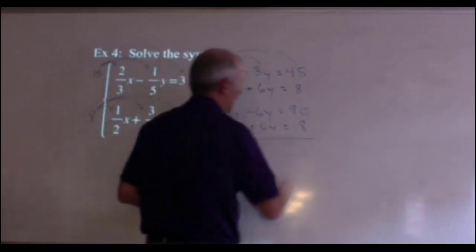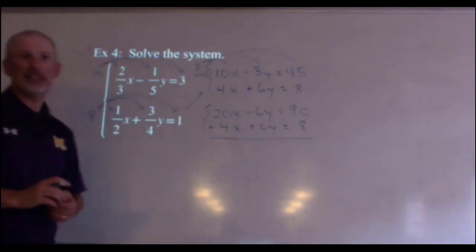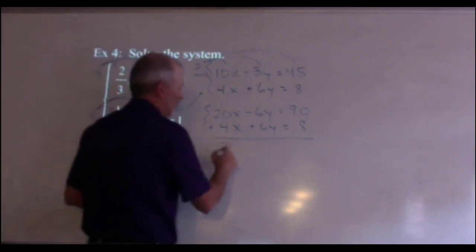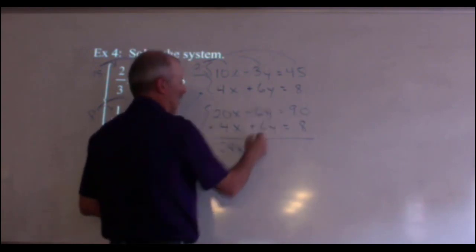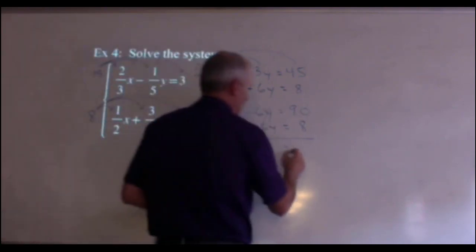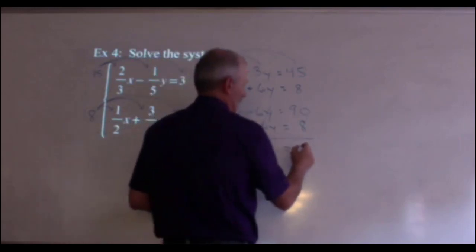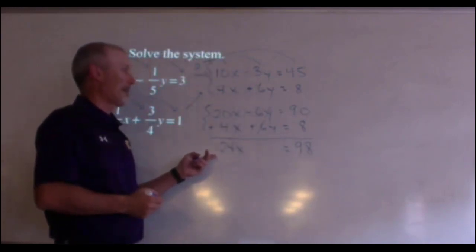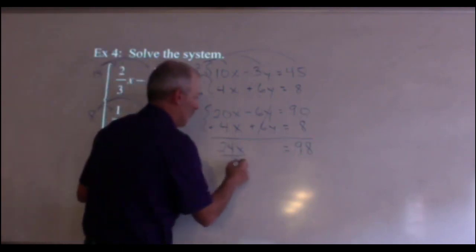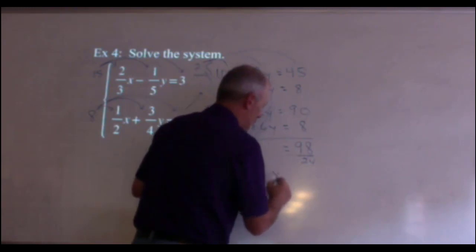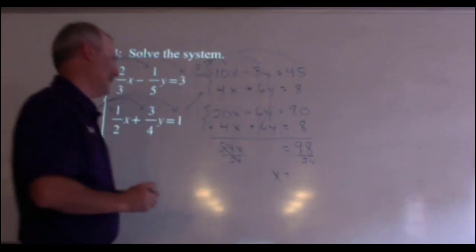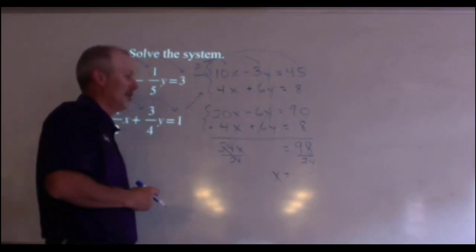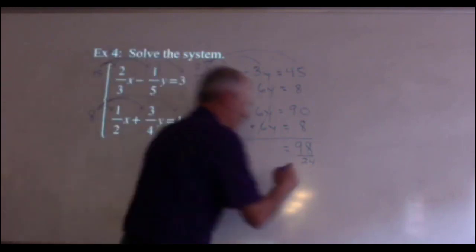And then we want to add this. So what happens when we add the 20x and the 4x? What do we get? 24x. And the 6y's, they're opposites. They're going to cancel out, right? And then 90 plus 8? 98. And then how do we get the x by itself then? Yep. Divide by 24, divide by 24. And unfortunately, our final answer is still going to be a fraction. Let's see, that's 49 over 24. No, 49 over 12. Is that it? Is it just 49 over 12?